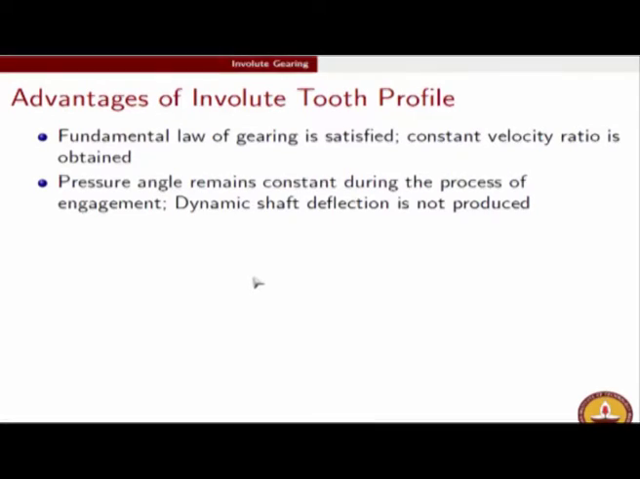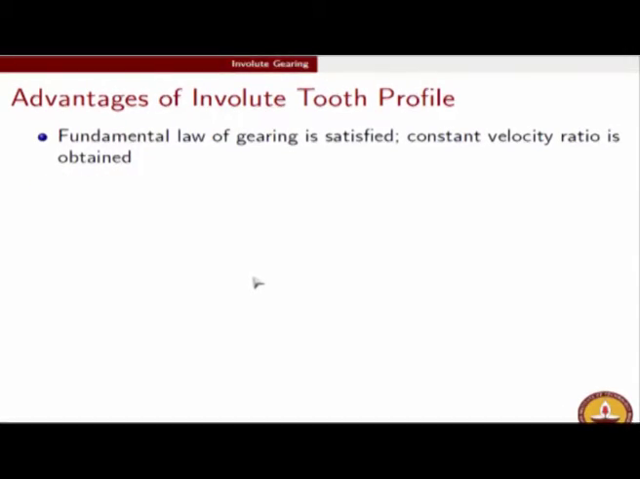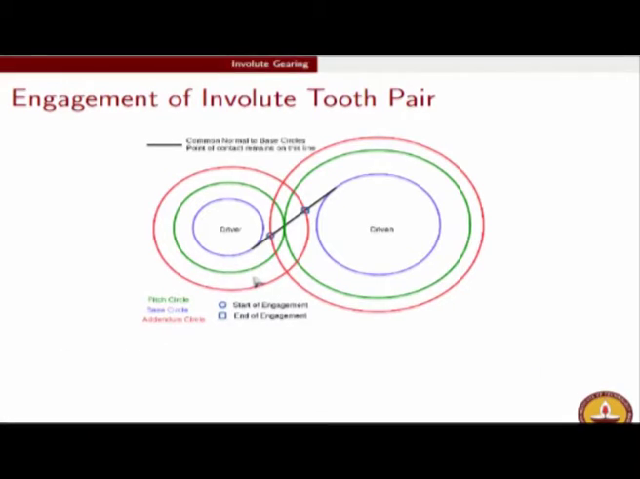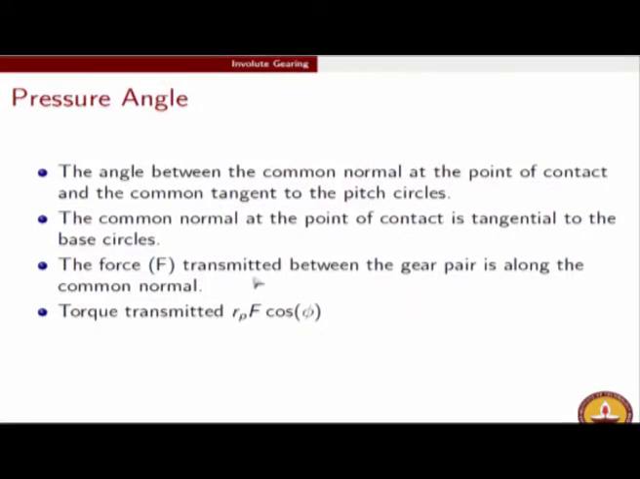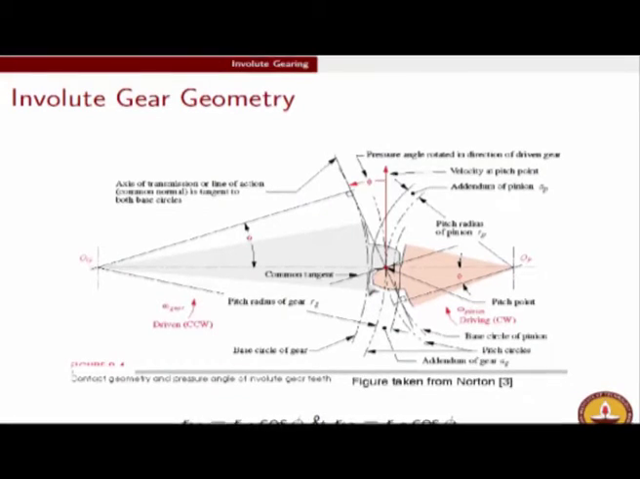Another very important characteristic is that the pressure angle is constant. Because what is pressure angle? If you look back at the definition from this geometry, the pressure angle is the angle between the common tangent to the base circles and the common tangent to the pitch circles. Now the base circle does not change in the involute, which means the common tangent does not change. Similarly the pitch circles do not change, which means the common tangent to the pitch circles does not change, which means the angle between the common tangent to the base circle and the common tangent to the pitch circles also should not change, and this angle is called pressure angle.